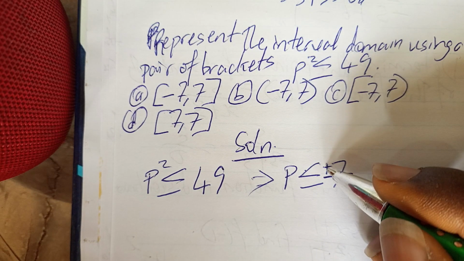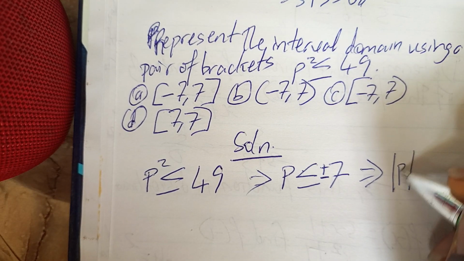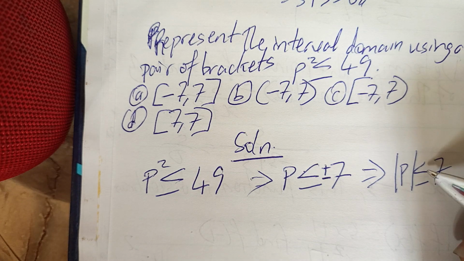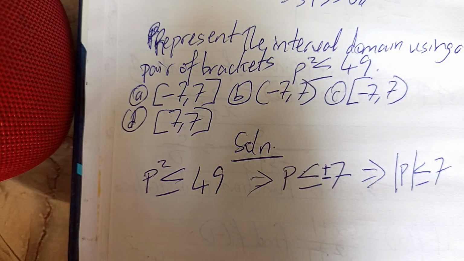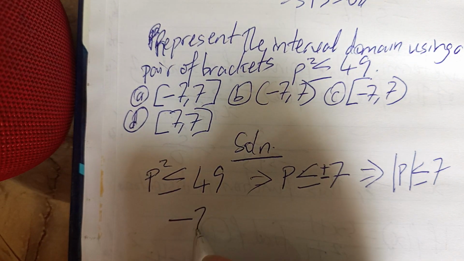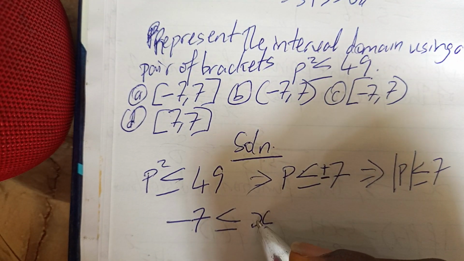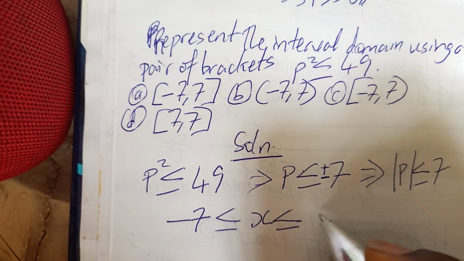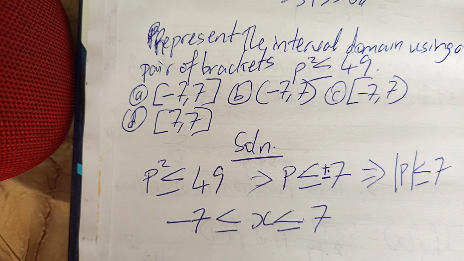But then I don't want to put the plus or minus if I come here and say the absolute value of p, now I can say it's 7. But without putting this absolute value, I must put the plus or minus here. So to represent it completely, it's either x is greater than or equal to -7 or less than or equal to 7. So this is the range, plus or minus, right?